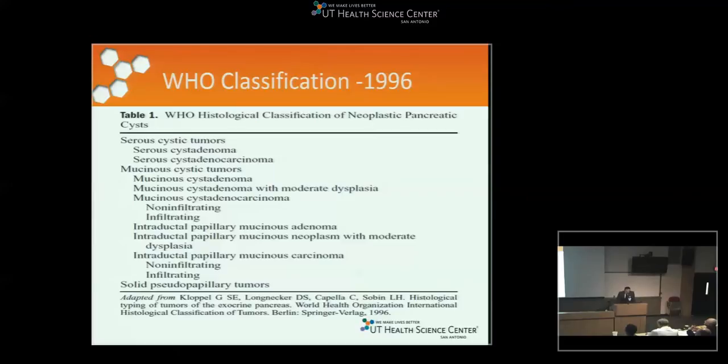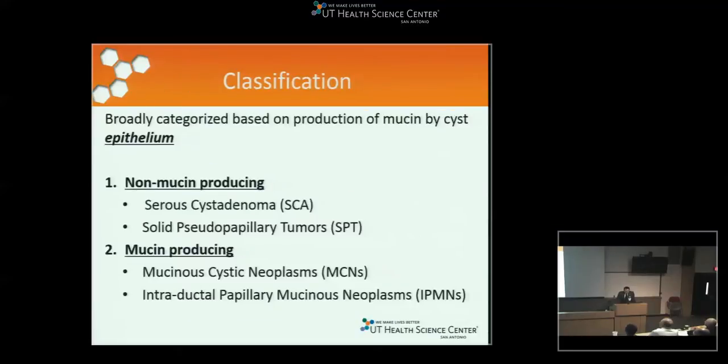In 1996, the World Health Organization classified these cysts into serous cystic tumors, mucinous cystic tumors, and the very rare solid pseudopapillary tumors. However, it gets to be a little bit lengthy when looking at this list, and I think a more reasonable and logical way to classify these cysts is by the production of mucin by their epithelium, given that that's what gives them their malignant potential. Non-mucin producing cysts include serous cystadenomas and solid pseudopapillary tumors, whereas mucinous cystic neoplasms and intraductal papillary mucinous neoplasms, or IPMNs, represent mucin-producing cysts.